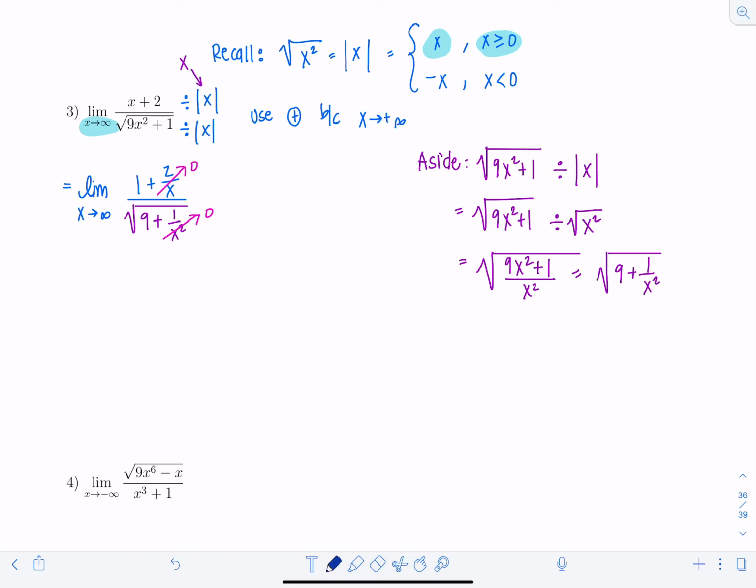Let's see, what's left in the numerator? I have just a 1. And then in the denominator, I have square root of 9 plus 0, which is 3. So this limit is 1/3.